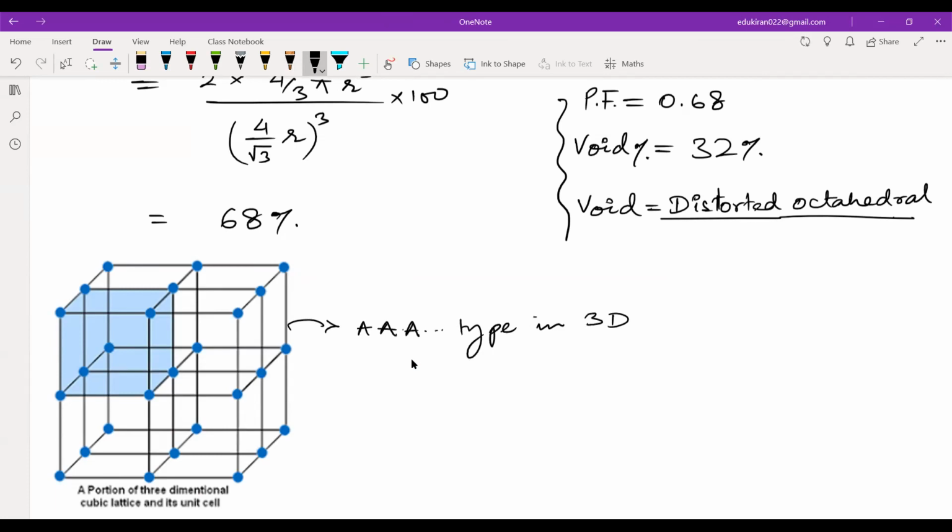Now, what we are showing is not the real picture, because we have shown the atoms as points. So this is known as a crystal lattice. This type of picture is known as a crystal lattice.